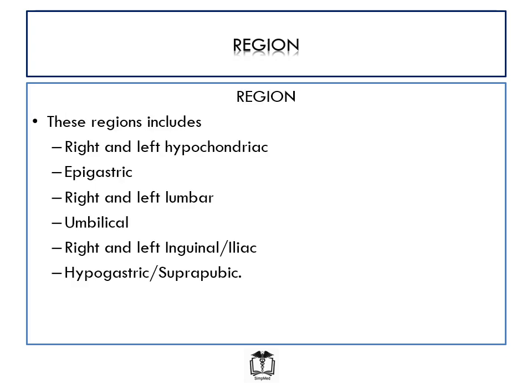So what are these nine regions of the abdomen? The nine regions of the abdomen include the right and left hypochondrial regions, the epigastric region in between, then the right and left lumbar regions with the umbilical region in between, and then the right and left inguinal or iliac regions with the hypogastric or suprapubic region in between. I'll show you pictures of what each of these regions tends to look like.